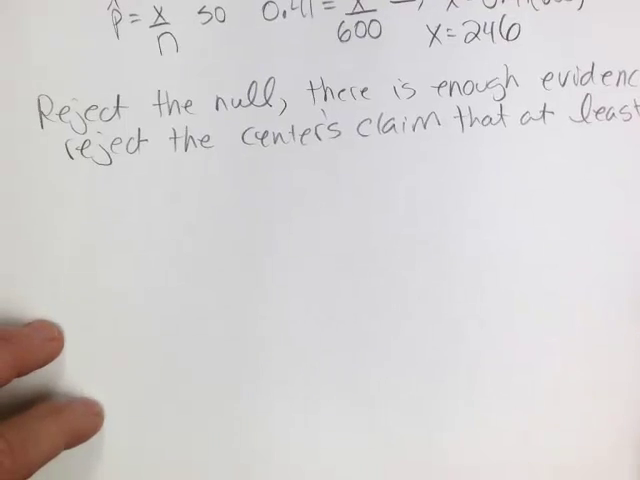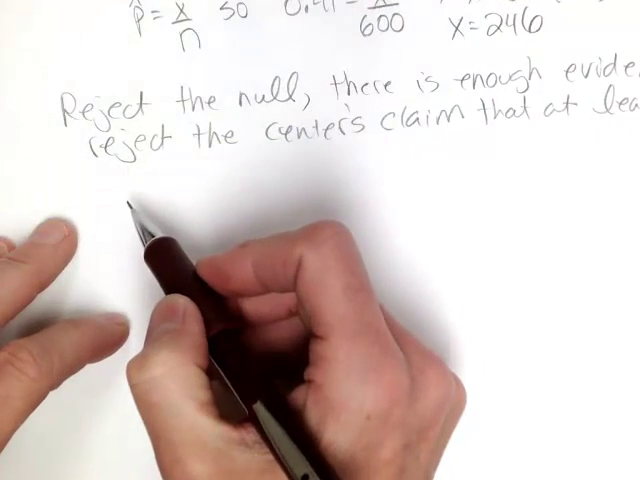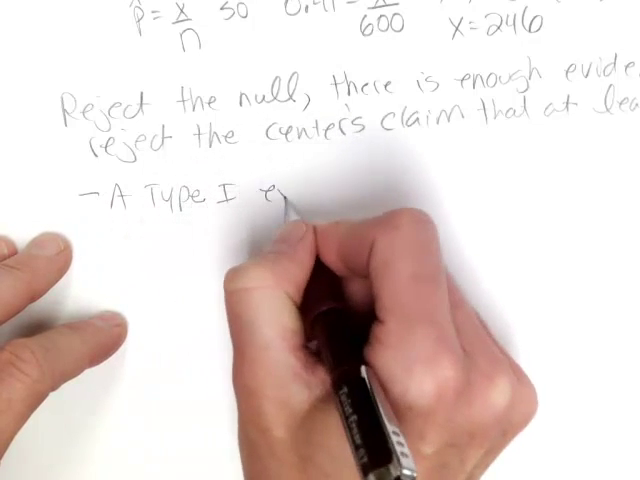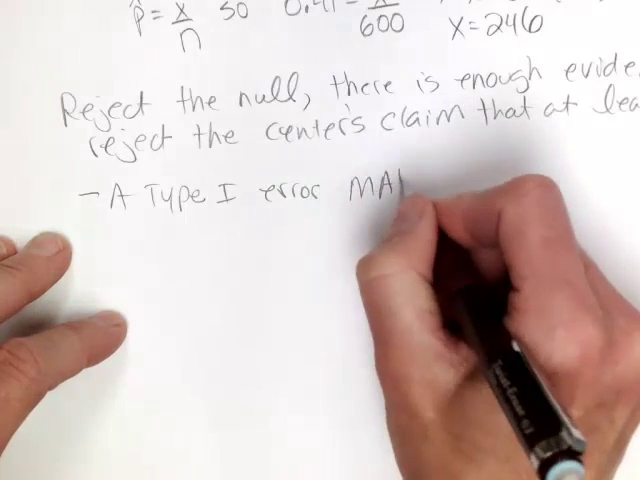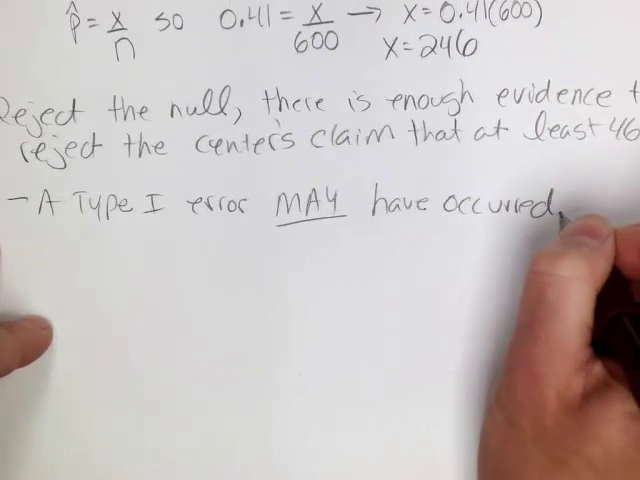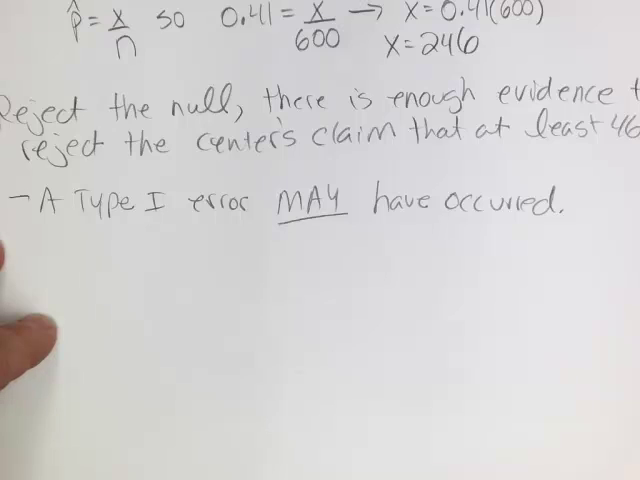Because we rejected the null hypothesis, it is possible a type 1 error may have occurred. Just like before, this interpretation is the same. Because we are rejecting the null and we're doing this based on a sample, it is possible that an error was made. The errors are not intentional, it's just a byproduct of using samples to make inferences or test claims. So a type 1 error may have occurred since we rejected the null hypothesis.